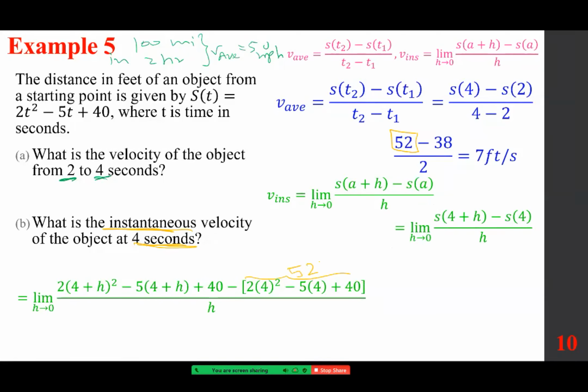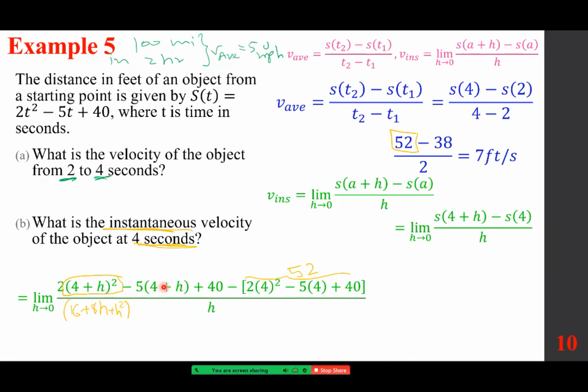We already know that. All right, so 4 plus H squared is 16. 4 squared is 16. Plus 2 times 4 times H, 8H. Plus H squared. So right here, when we distribute the 2, we get 32 plus 16H plus 2H squared.